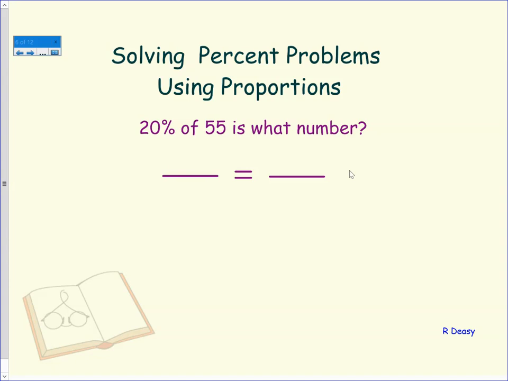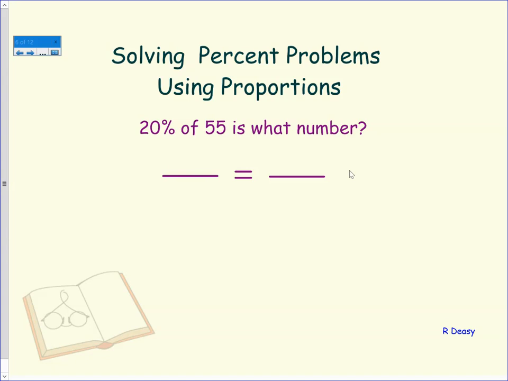Notice it says 55, so it tells you that 55 goes over here on the bottom. I think people get confused with that sometimes. But really, if you did part over part equals whole over whole, you should get the same answer, since you put the things together that go together. But to set up your proportion, it should be A over 55 equals 20 over 100.